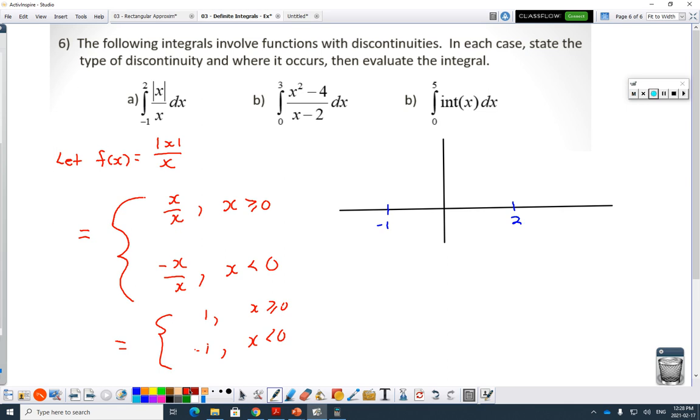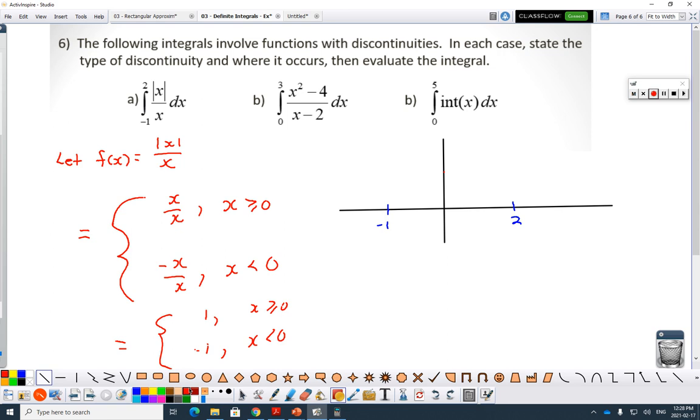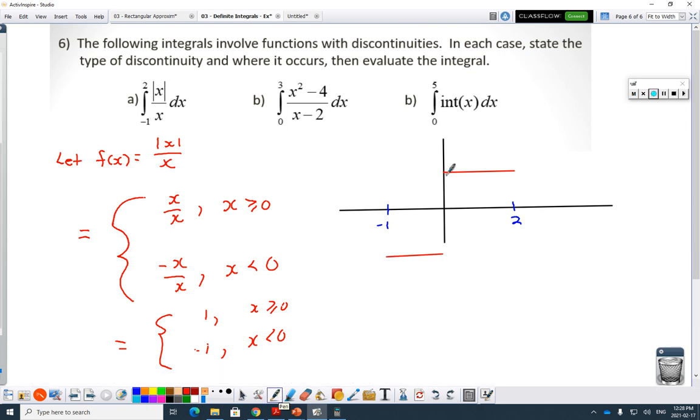So this function, when x is greater than or equal to 0, has value 1. When x is less than 0, it has value negative 1. Let me just put a couple dotted lines in there. This is 1. This is negative 1. So actually, the fact that this thing had a discontinuity doesn't stop me from taking its integral. It does force me to think a little bit about what the integral would be.